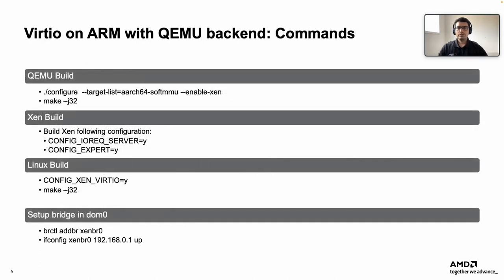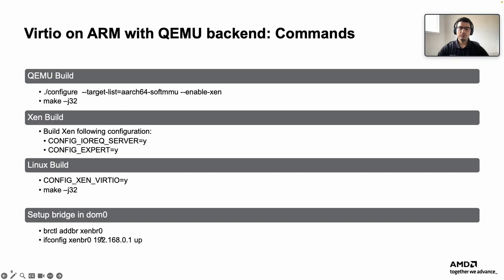Next, here are the different commands and build configurations. For QEMU, you just build QEMU 8.1 with Xen enabled, and when you build, please build it with the Xen libraries 4.16 onwards. And for Xen, in the Xen configuration, just enable the IOREQ server support and config expert options. For Linux, you just need to enable the Xen VirtIO option.